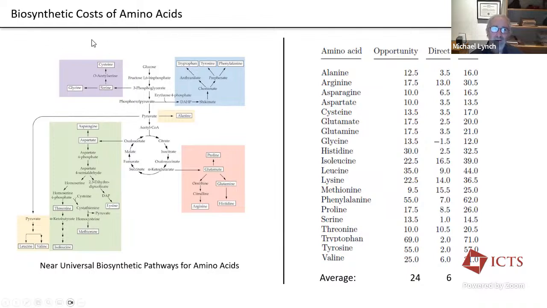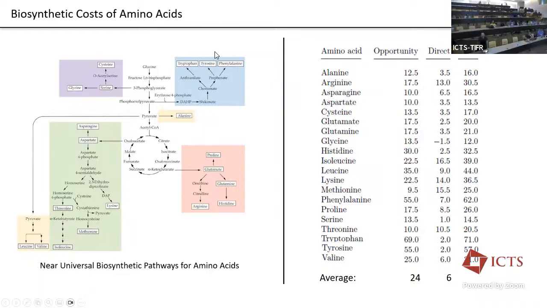Okay, now to move on to amino acids. Remember, I just showed you the glycolytic pathway. Hopefully you can see my pointer. I'd just like you to clarify what exactly is opportunity cost. I didn't quite get it.